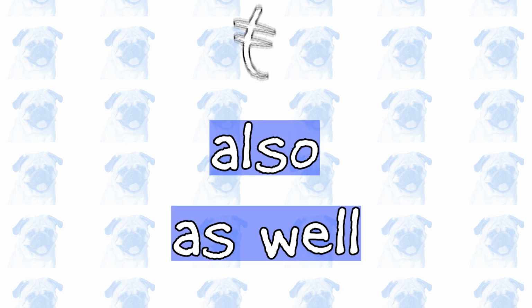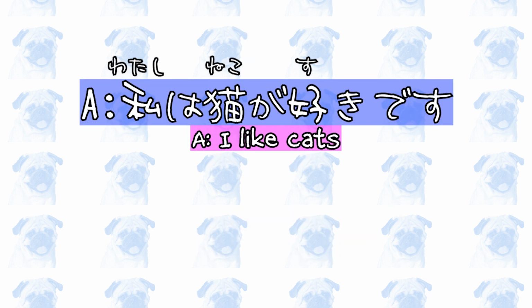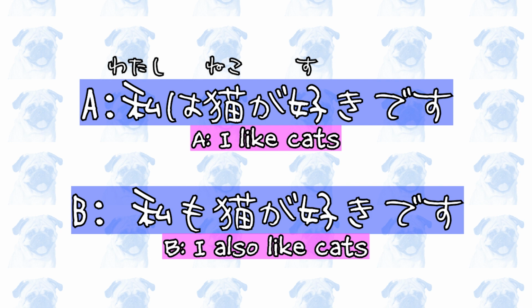In this episode, you will learn the first meaning of the Japanese particle も. The particle も roughly translates to also or as well in English. A. 私は猫が好きです。B. 私も猫が好きです。The first sentence says that person A likes cats.